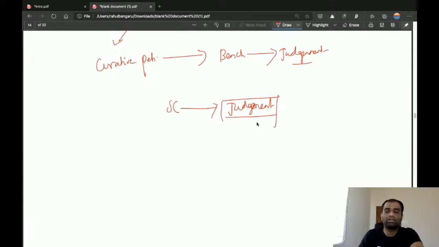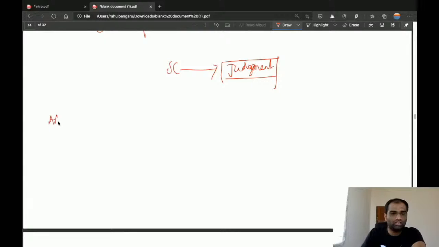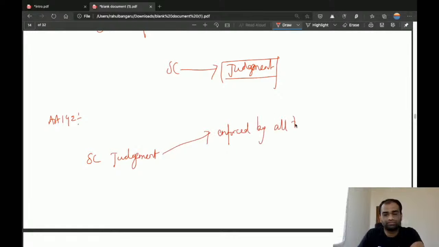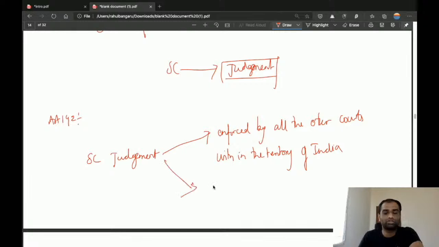See here, Article 142. Article 142 says that a Supreme Court judgment should be enforced by all the other courts within the territory of India, and then the Supreme Court judgment also should be enforced by other organs of the government.